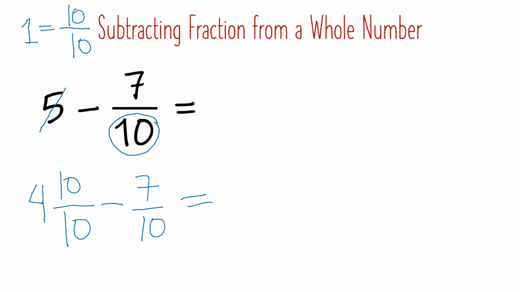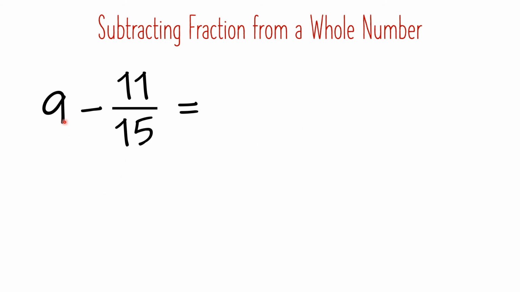So for your answer, you may just copy the whole number 4 and then subtract the fraction. Since they are already similar, they have the same denominator, you may just subtract their numerator. 10 minus 7, that's 3, over the denominator of 10. We'll just copy the denominator. And that's it. Your answer is 4 and 3 over 10.